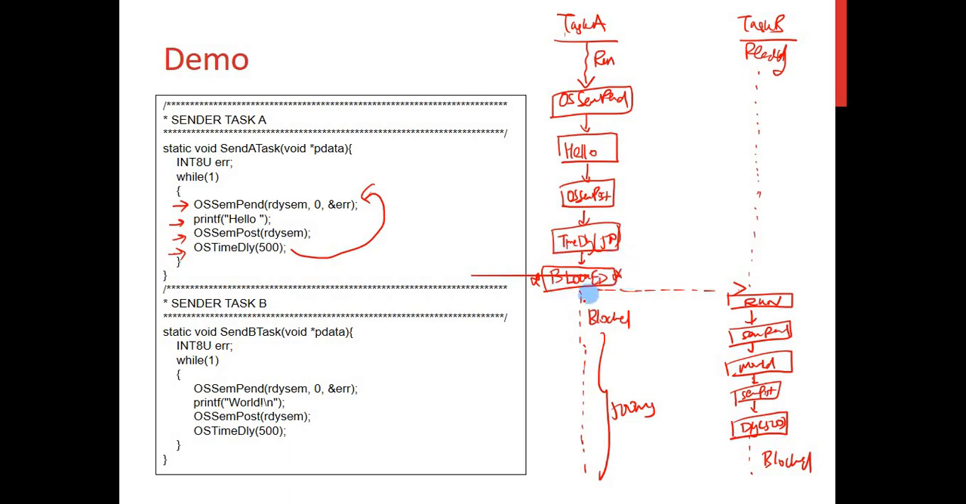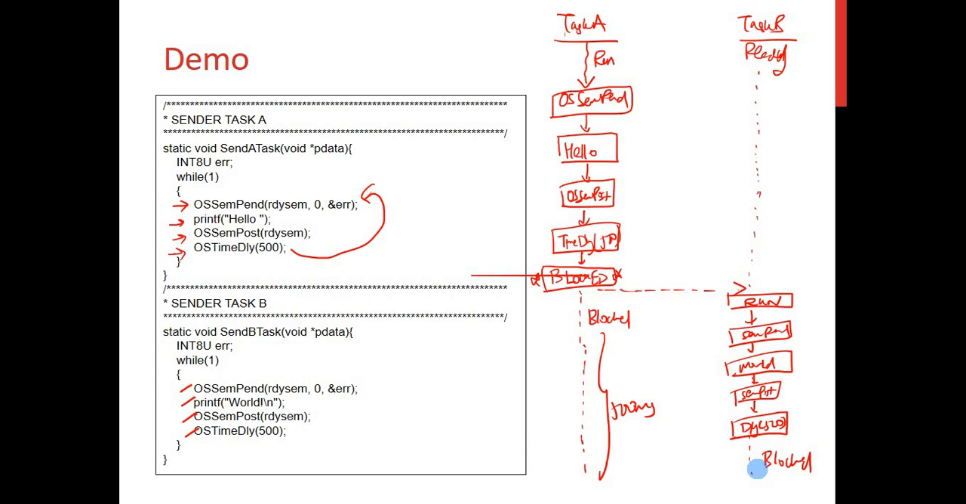Once task A goes to a block state, the OS will see what other tasks are in the system, and you will see that I have a task B. Since task A has gone to a block state, I will do a context switch from task A to task B. So task B will start to run. It will do the same thing: take the semaphore, print out world, post the semaphore, and then call delay, which delays itself.